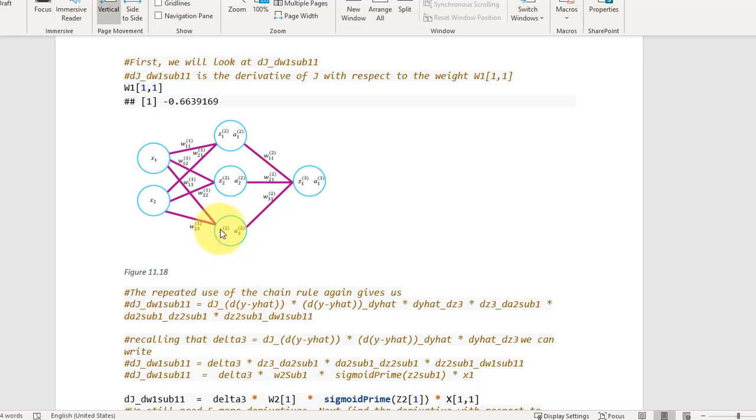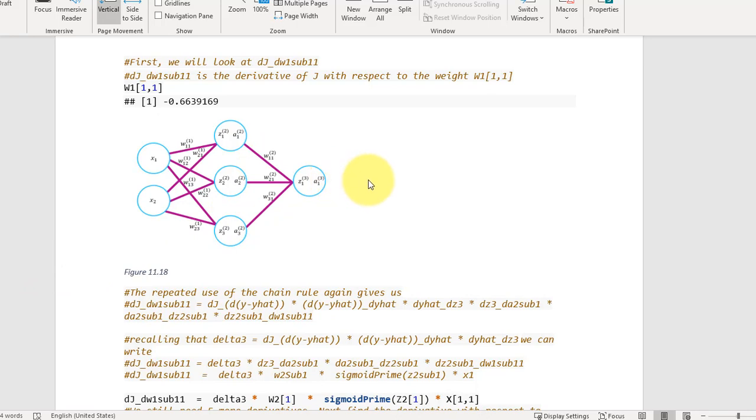And the last part here, dz2 dw1 sub 1,1. So the derivative of this with respect to this is going to be x1, but in another case, it's going to be x2. So this last piece is the only thing that's going to be different. Well, sorry, that's not true. Some of these will follow paths through here and through here, so they won't all be the same. Actually, even except for this last piece, there will be several other pieces which are different. So let's pay careful attention to what we're doing here.